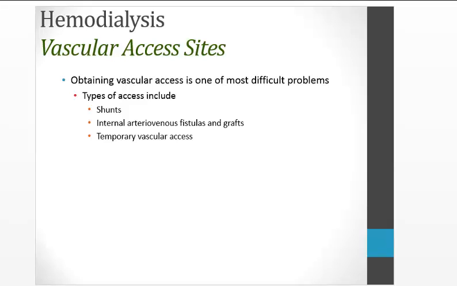You should also know that internal AV fistulas and grafts and shunts require anywhere from 6 to 8 weeks of healing time before they can be used. And so some of our patients who come in with severe complications from renal failure may not have 6 to 8 weeks of waiting time in order for us to do hemodialysis on them. And therefore, they might need temporary vascular access. And so we'll talk about that in just a minute.